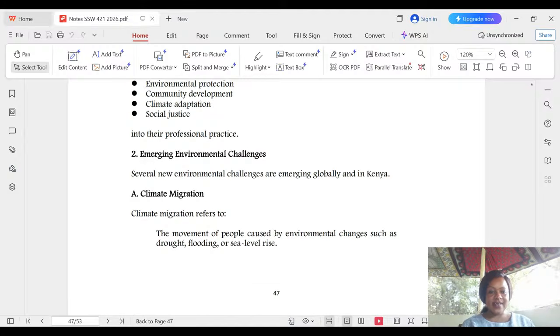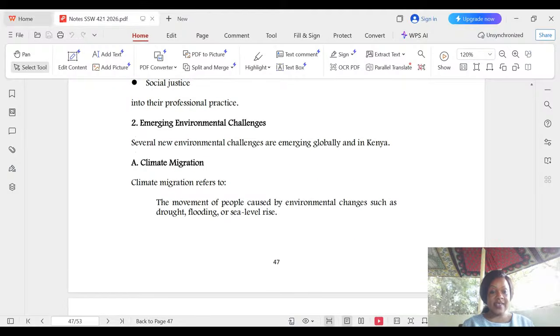Emerging environmental challenges. Okay, in our country, let's look at them. Climate migration. This refers to the movement of people caused by environmental changes such as drought, flooding, or sea level rise. So, what we're saying here, we have seen climate migration happening before, like in the flood prone areas. People move away when their environment is attacked by floods, then they move back. But what we're saying is, in the near future, that possibility of moving back may not be there, especially as the water bodies continue to encroach the land.